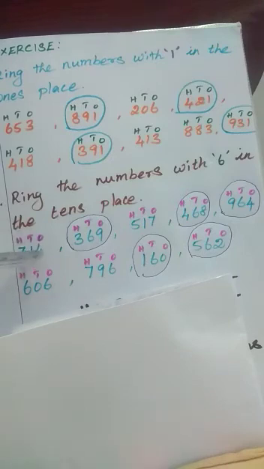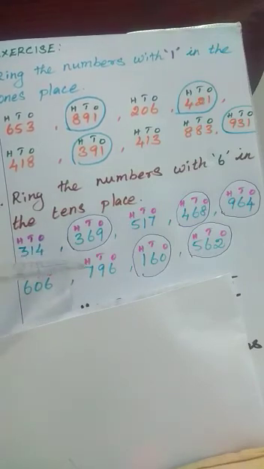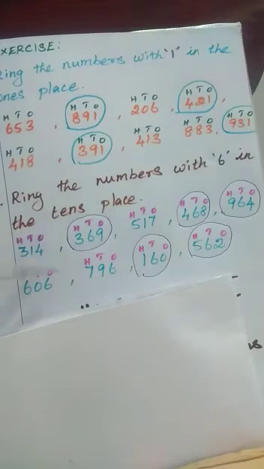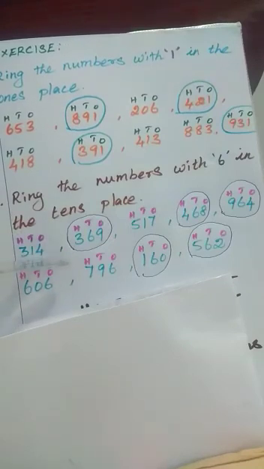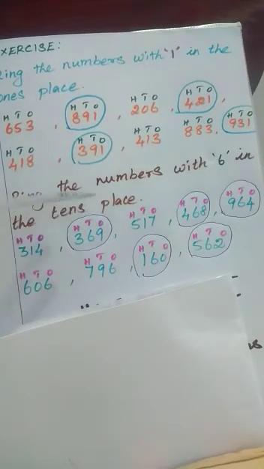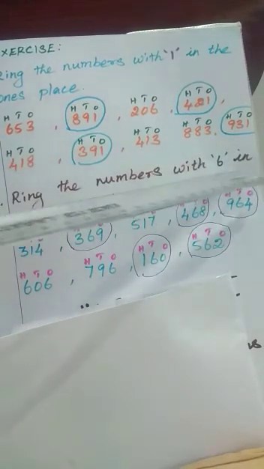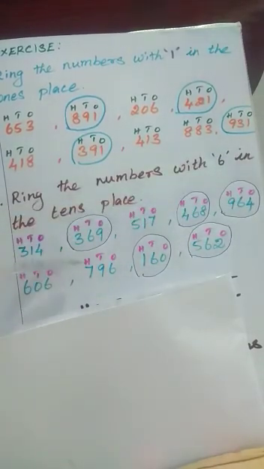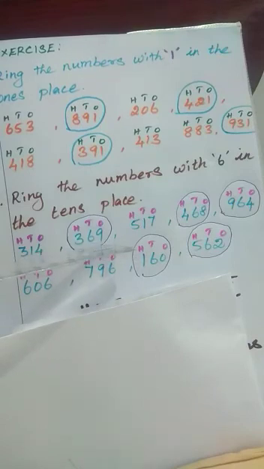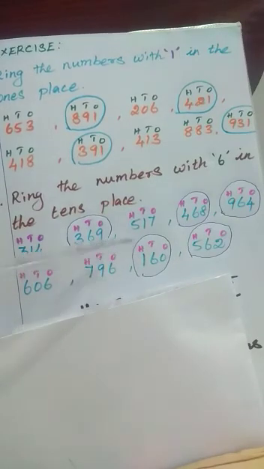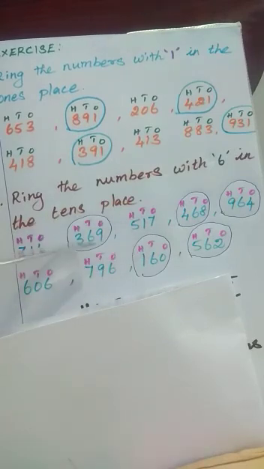So see the first number. 314. What number is in tens place? 1. So if you want to circle, no. So you have to circle only 6 in the tens place. So you have to leave it and observe the next number. Next number, 369. In 369, what number is in tens place? 6. So you have to circle this number.